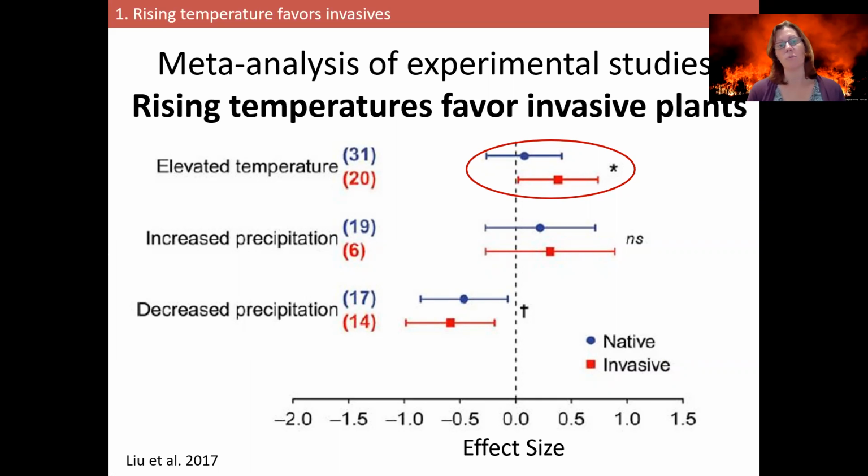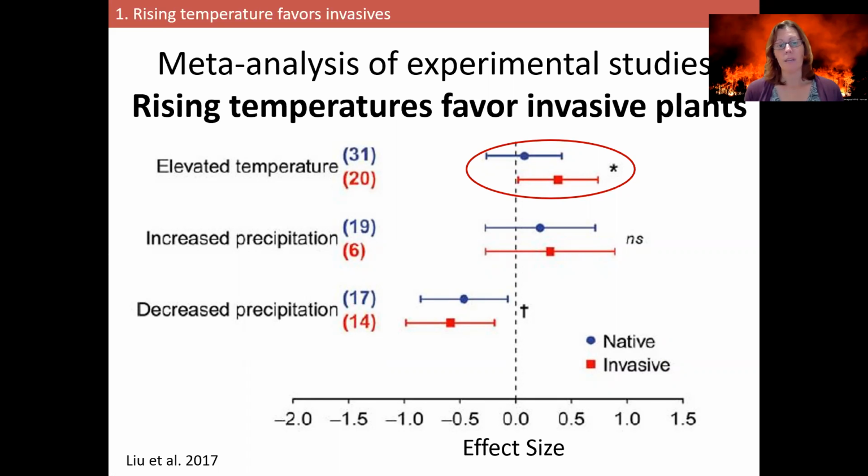And again, a meta-analysis is one that takes lots of different studies and puts them all together, which gives you more statistical power to evaluate whether this is a consistent pattern that we're seeing across species, across ecosystems, rather than, we have one study that supports this, but we don't know if it's actually a typical study. So meta-analysis gives you a lot of power. It tells you these are general trends that we're seeing in ecology, and that red circle and the little star next to it means that there's a significant difference in the effect of elevated temperature for invasive versus native plants.